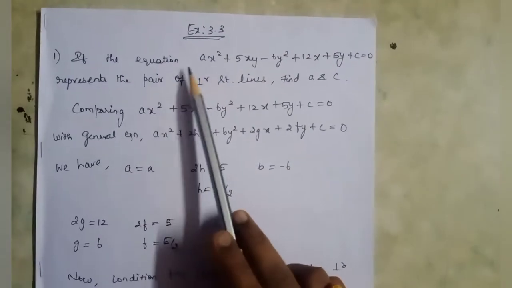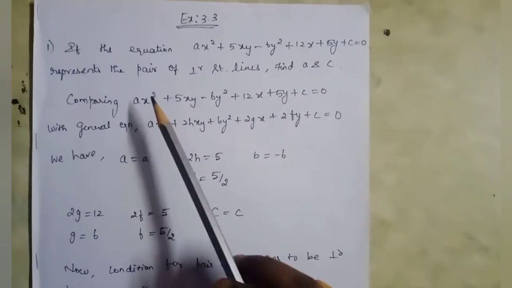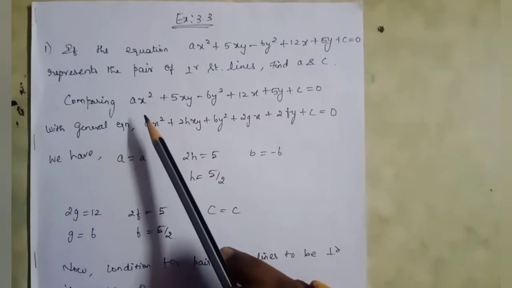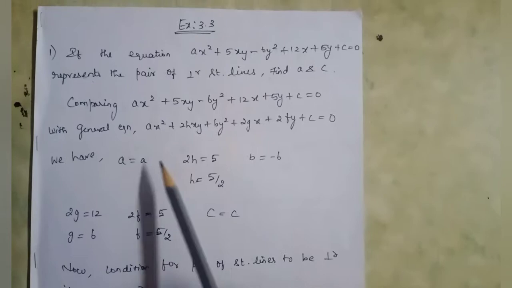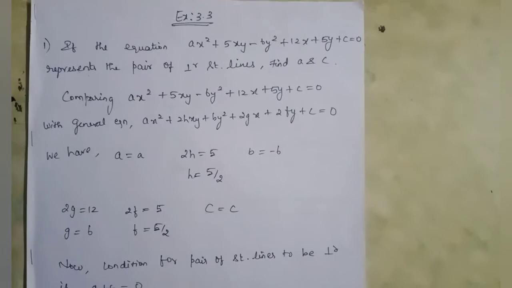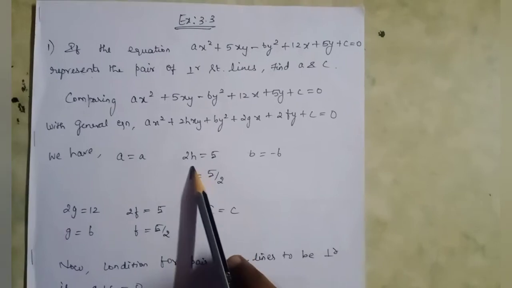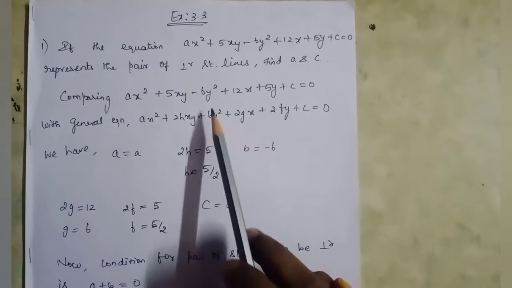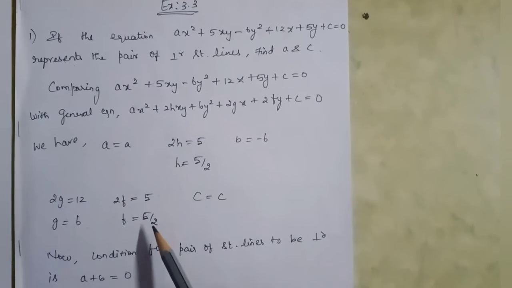Exercise 3.3. If the equation ax² + 5xy - 6y² + 12x + 5y + c = 0 represents a pair of straight lines that are perpendicular, find a and c. So we have seen all the basic definitions related to these concepts. Now comparing this given equation with the general equation, ax² + 2hxy + by² + 2gx + 2fy + c = 0, we have a equal to a, because we are supposed to find a and c, so they take the same value. 2h = 5 when compared to the general equation, so h = 5/2 and b takes the value -6. 2g = 12 means g = 6. 2f = 5 means f = 5/2.